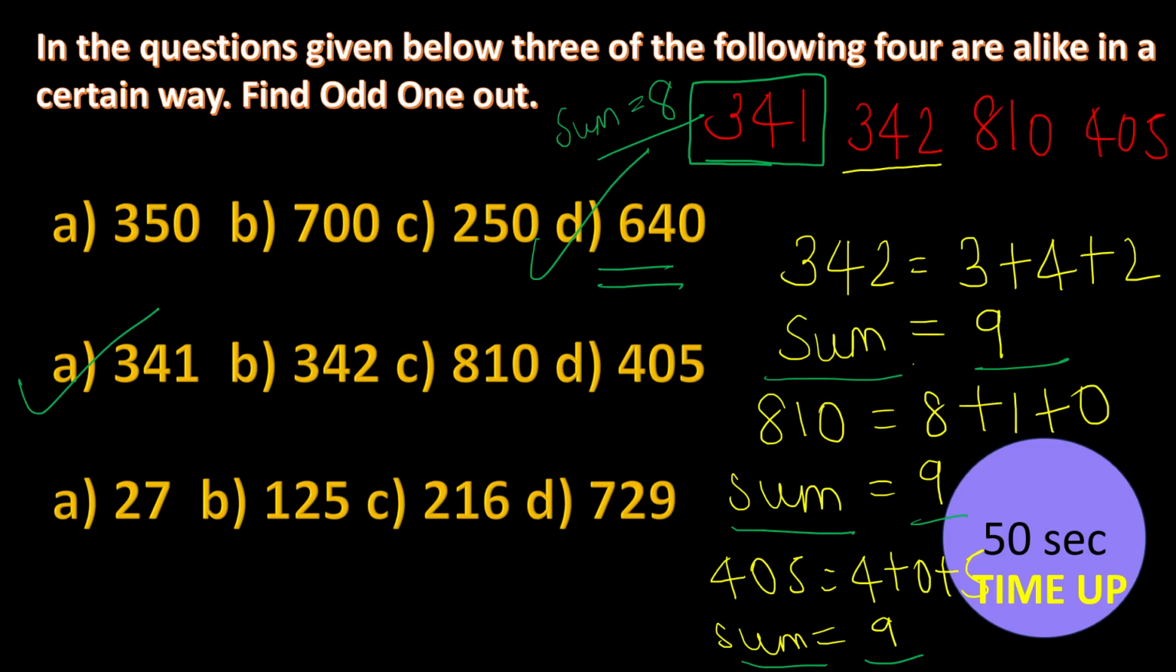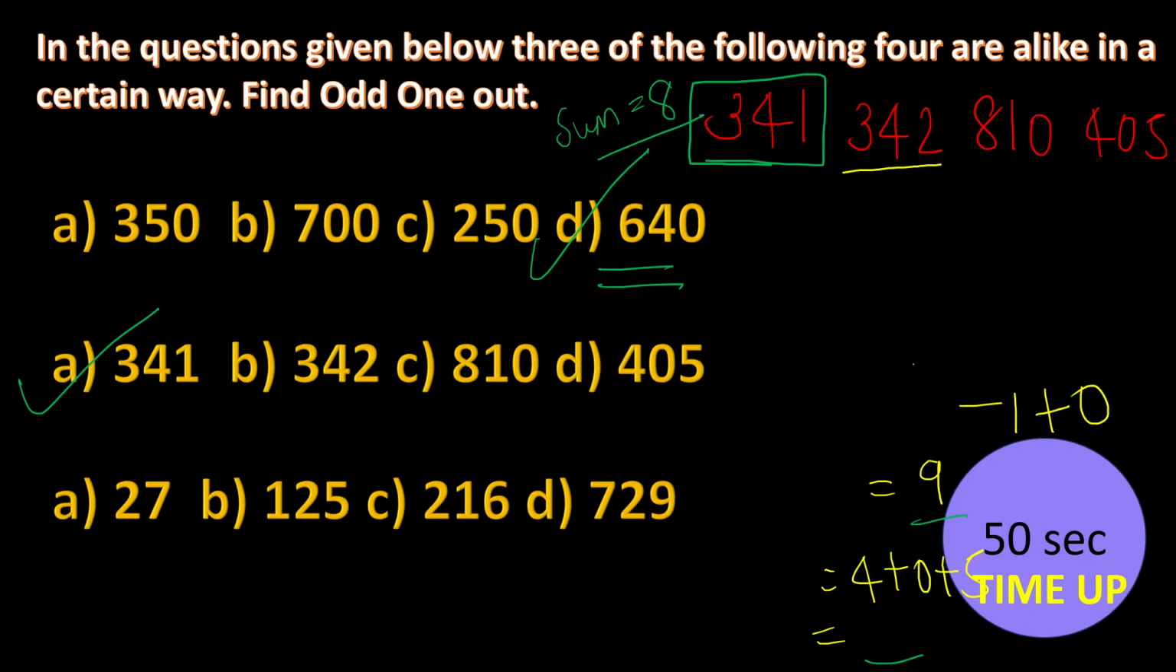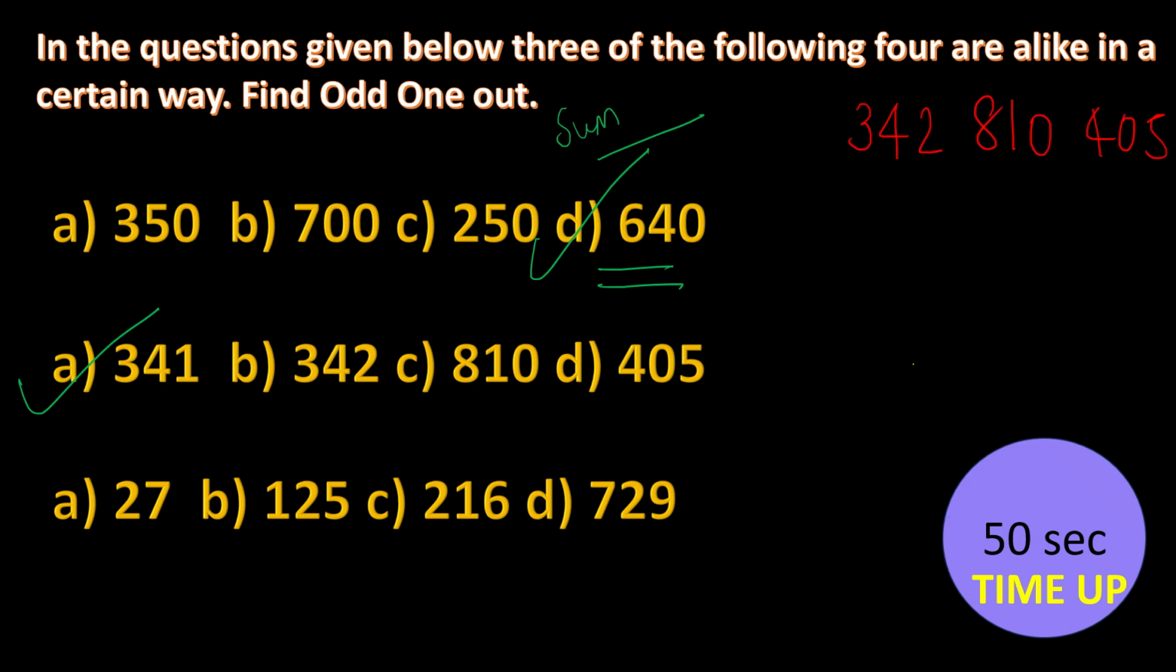341. Next one is 27. Then you have 125, 216 and 729. What is the logic used here?